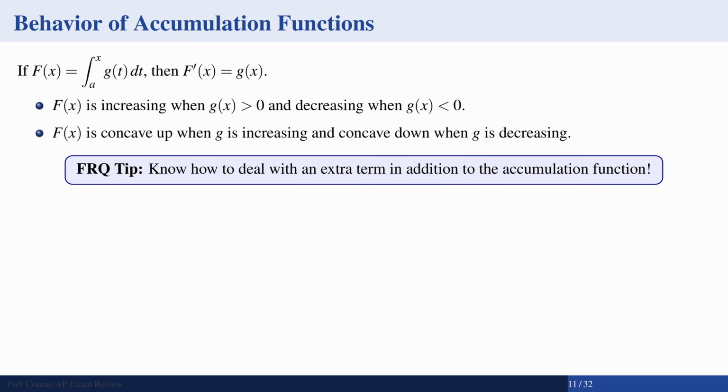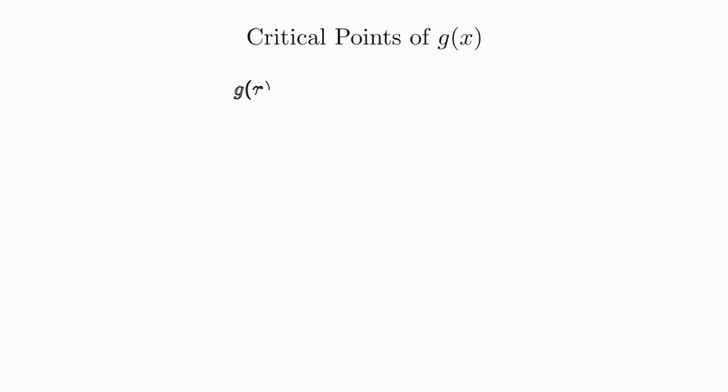So another thing to watch out for is you do need to know how to deal with what if there's an extra term. So something like g of x is equal to x squared plus the integral from 0 to x of f of t dt. So I'm going to show you how we can find critical points in that scenario, and I'm going to do it with another animation because I think it's definitely the easiest way to discuss this. So the function I'm going to deal with here is g of x is 1/4 x squared minus 2x plus the integral from 1 to x of f of t dt.